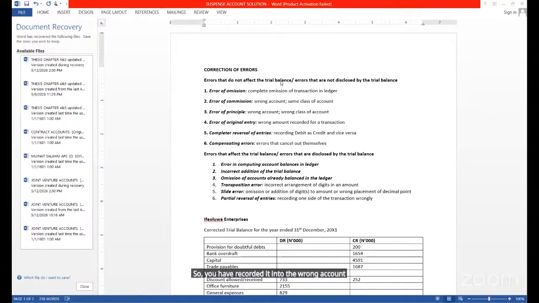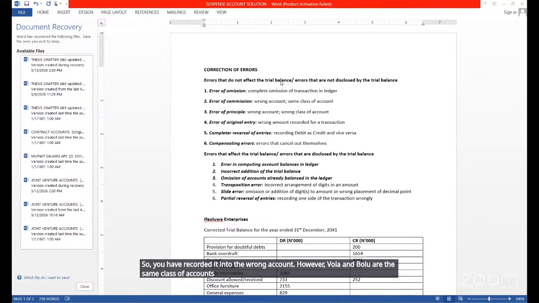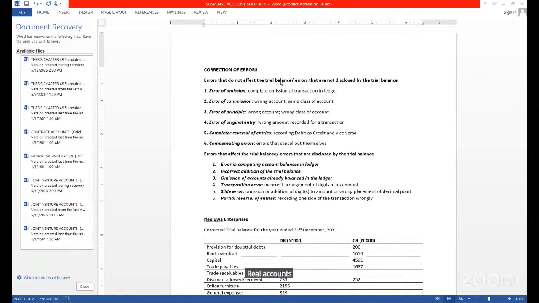However, Bola and Bolu are the same class of accounts because the two are personal accounts. I want to believe you've gone through personal accounts, impersonal accounts, nominal, real accounts, etc. Right? Are we together, please? Yes, ma'am, we are together. Yes, now we are together. Okay, very good. So in that case, the same class of accounts.